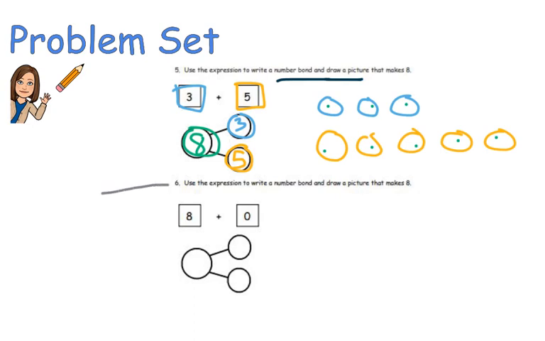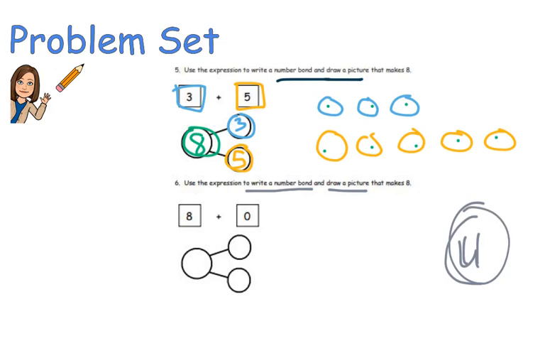Alright, next problem, number 6. Use the expression to write a number bond and draw a picture. Oh, just like we just did. That makes 8. Okay. So you're going to do this one by yourself. You're going to use your expression here to fill in your number bond, to make 8. Okay? Oops, I didn't want to erase this part, sorry. You're going to write your number bond, and draw a picture. Go ahead, pause your video, and complete the problem.